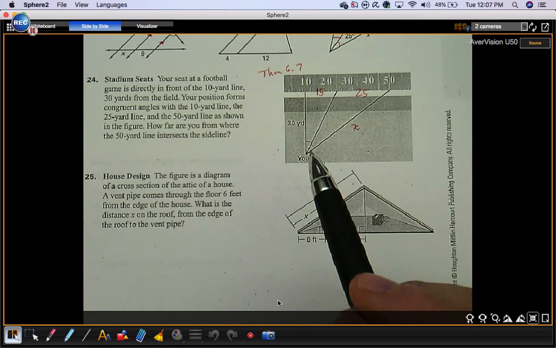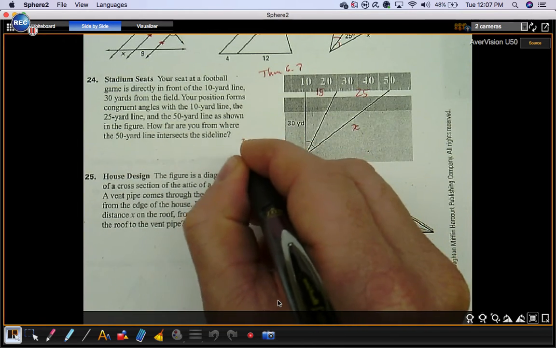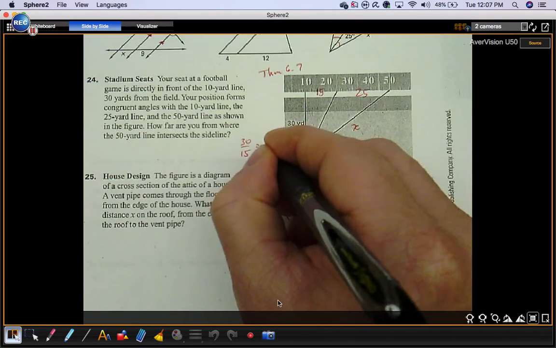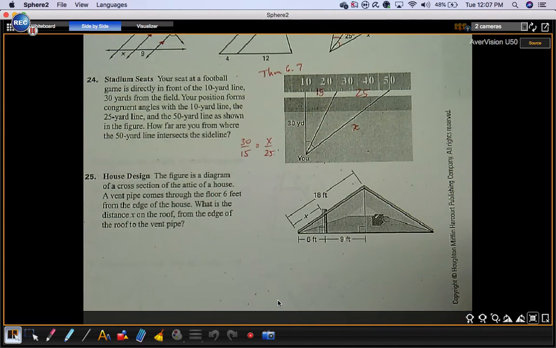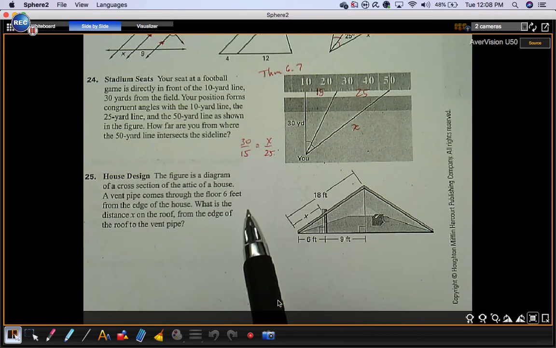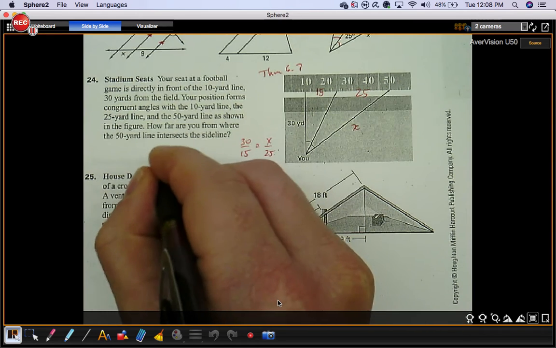Now, this is your proportion. 30 to 15 is the same thing as x to 25. 30 to 15: 15 times 2 gives you 30, and 25 times 2 gives you 50.